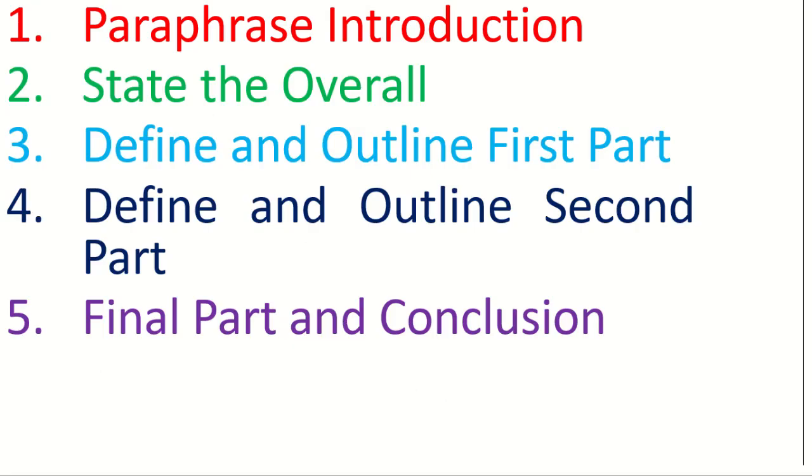Now, what are the things that we need to do here? What strategies can we use? For me, I think there are 5 steps. Okay, what are the 5 steps? The first one is that we need to paraphrase the introduction, then state the overall, then define and outline the first part, and the fourth one is define and outline the second part, and after that we wrap up and write down the final part and conclusion.